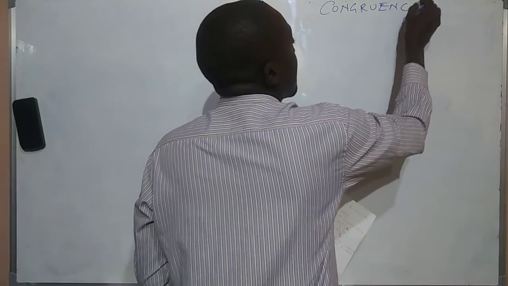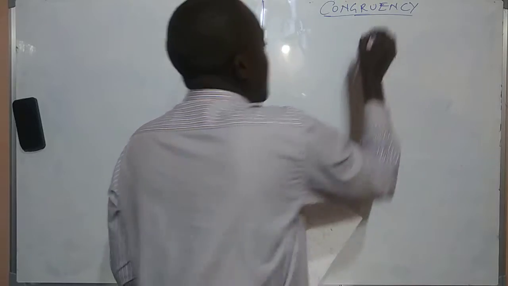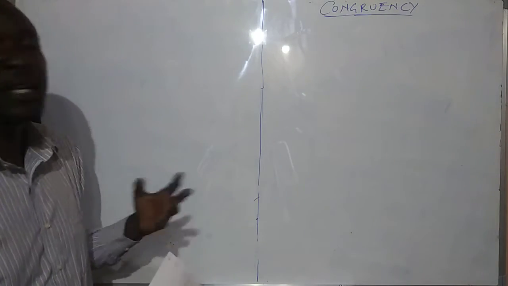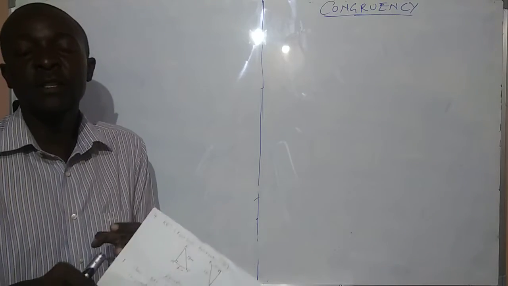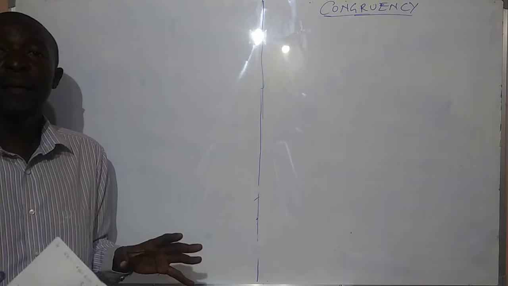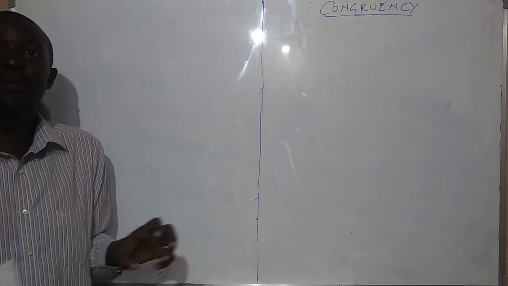Congruency. Okay, so when we were looking at similarities, I mentioned one thing. I said two objects can be similar even when they have different sizes. Of course, the shape should be the same, but the sizes can be different. Then it means they are similar.